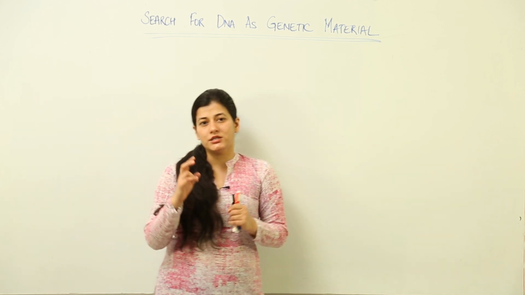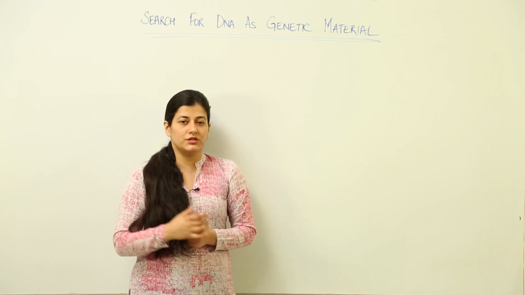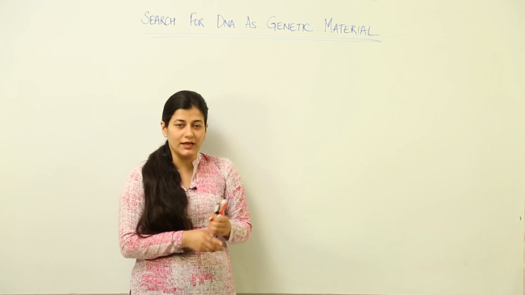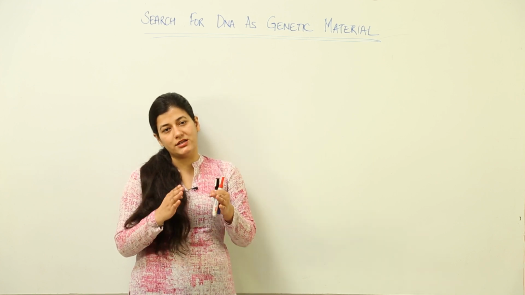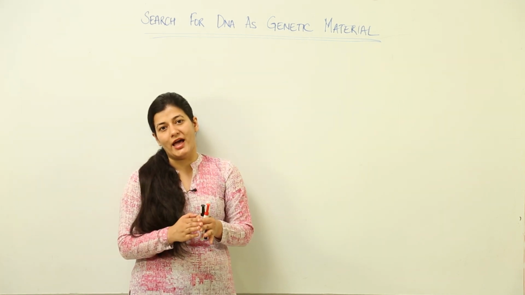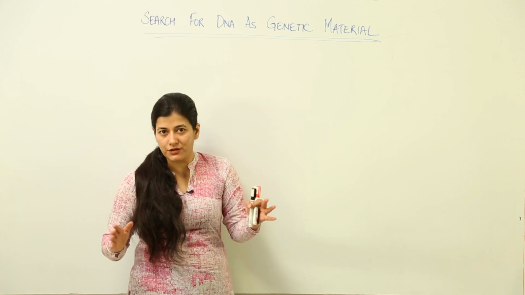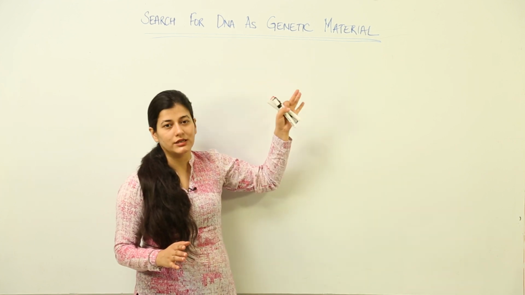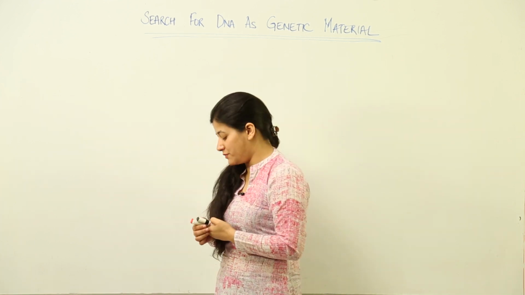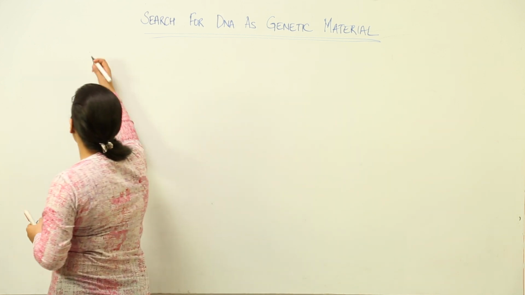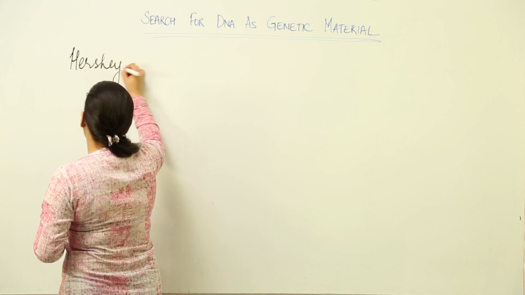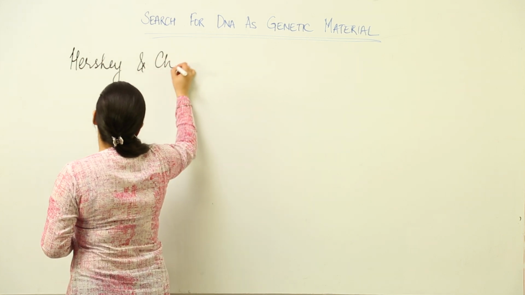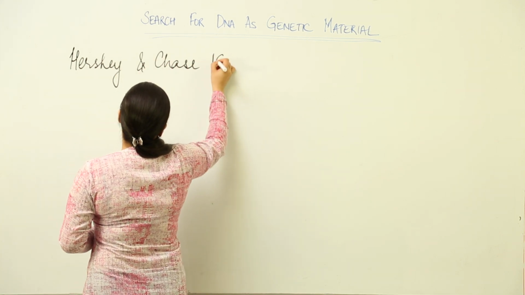Still, protein stood somehow as a contender to DNA for the genetic material. So an experiment was conducted which proved that it is DNA only, and protein was thrown out of the race of being a genetic material. And what was that experiment? That was done by Hershey and Chase, two scientists, in 1952.